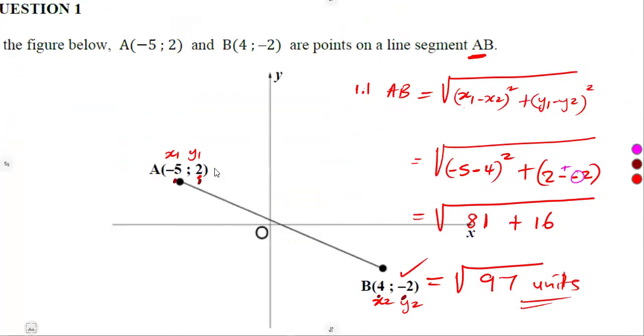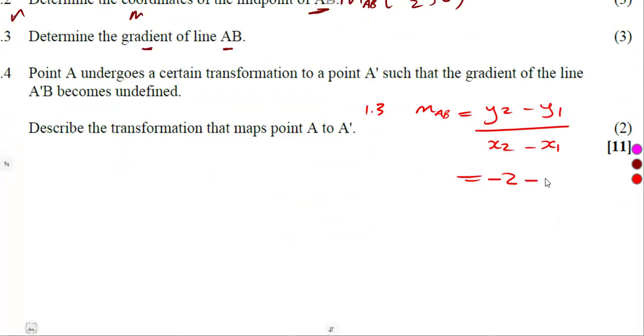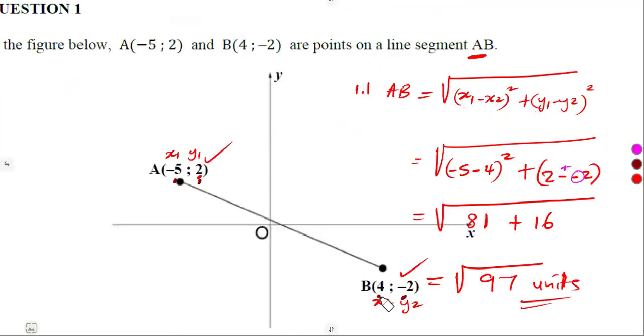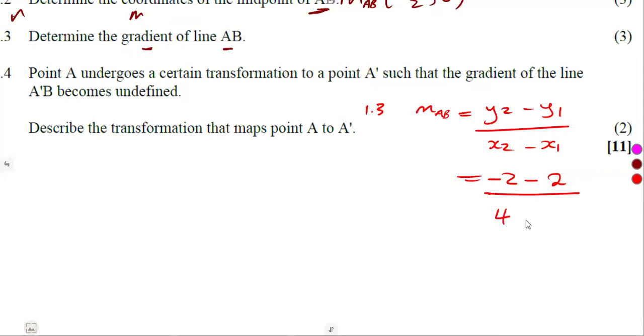Y2, that's minus 2. Y1 is 2. So that's minus 2 minus y1, which is 2, over x2, our x2 here is 4. Our x1 is minus 5. So that was going to be 4 minus minus 5. Minus 2 minus 2, that's minus 4. Negative and negative, remember, that's a positive. So that was going to give us 9. Just like that, we are done. So we have got the gradient of AB, minus 4 over 9.